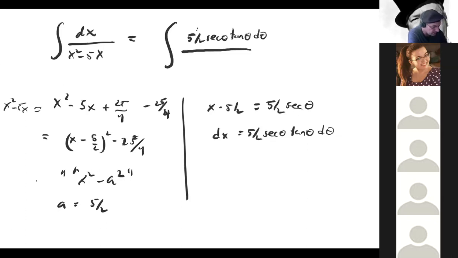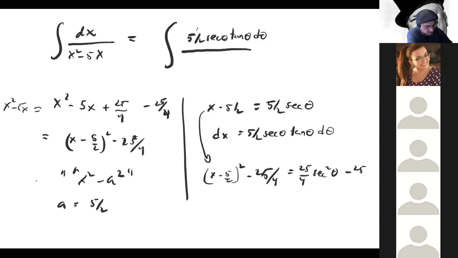Now x minus 5 halves is 5 halves secant theta. So if I take x minus 5 halves squared and subtract off 25 quarters, which is what I have over here, which is supposed to be the same as x squared minus 5x, I'm going to get the square of 5 halves secant theta, which is 25 quarters secant squared theta. And then we have to subtract off the 25 quarters, and this becomes 25 quarters times tangent squared theta by the trig identity.